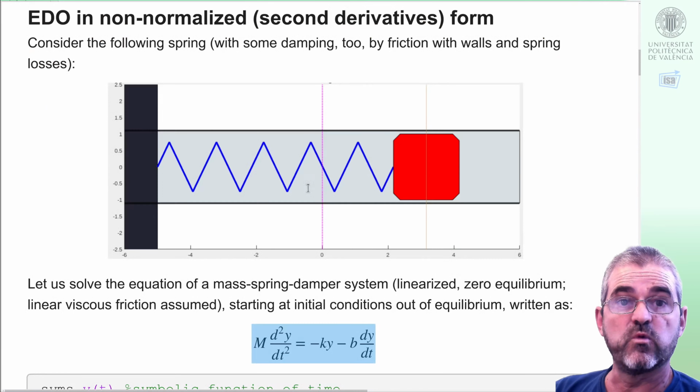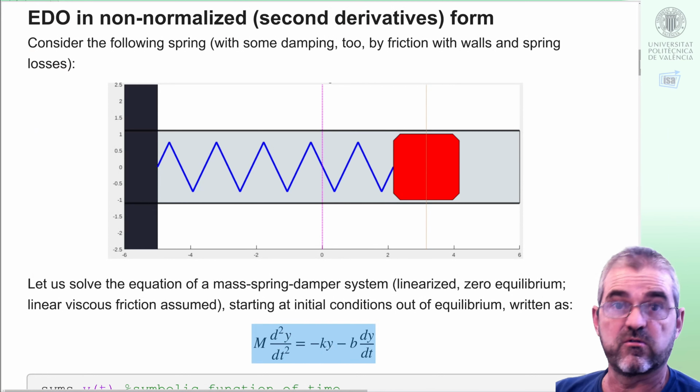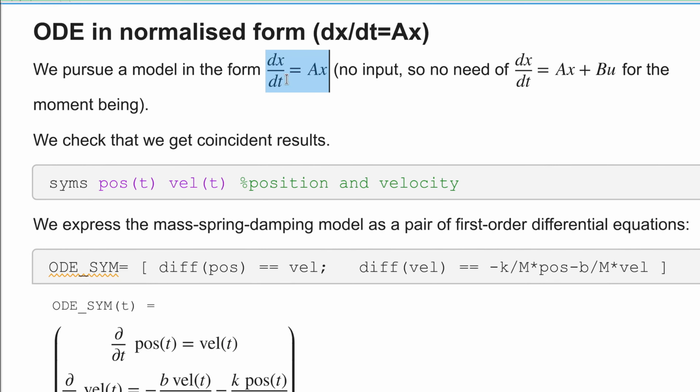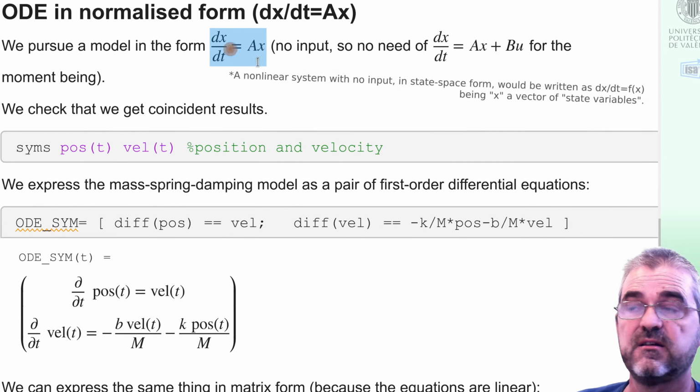In another video, we modeled this mechanical system with this equation in which acceleration was expressed as the second derivative. Here, of course obtaining an identical solution, we will discuss how to address with the symbolic toolbox the normalized representation that officially must be in this form: only first derivatives at the left-hand side of the equal sign and only linear equations at the right-hand side.